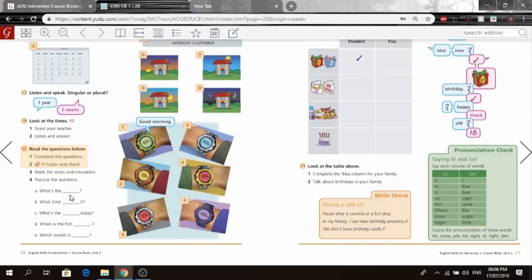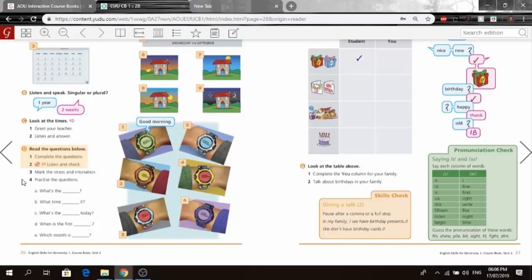So, okay. First question is, what's the time? Okay, I said I wouldn't do the stress and intonation right now, so that's what I'm doing, okay? I'll do it in a second. What's the time? What time is it? What's the date today? When is the first lecture? Which month is it? So this was just bland speaking, basically. I wasn't adding any stress or any intonation to the best of my ability.